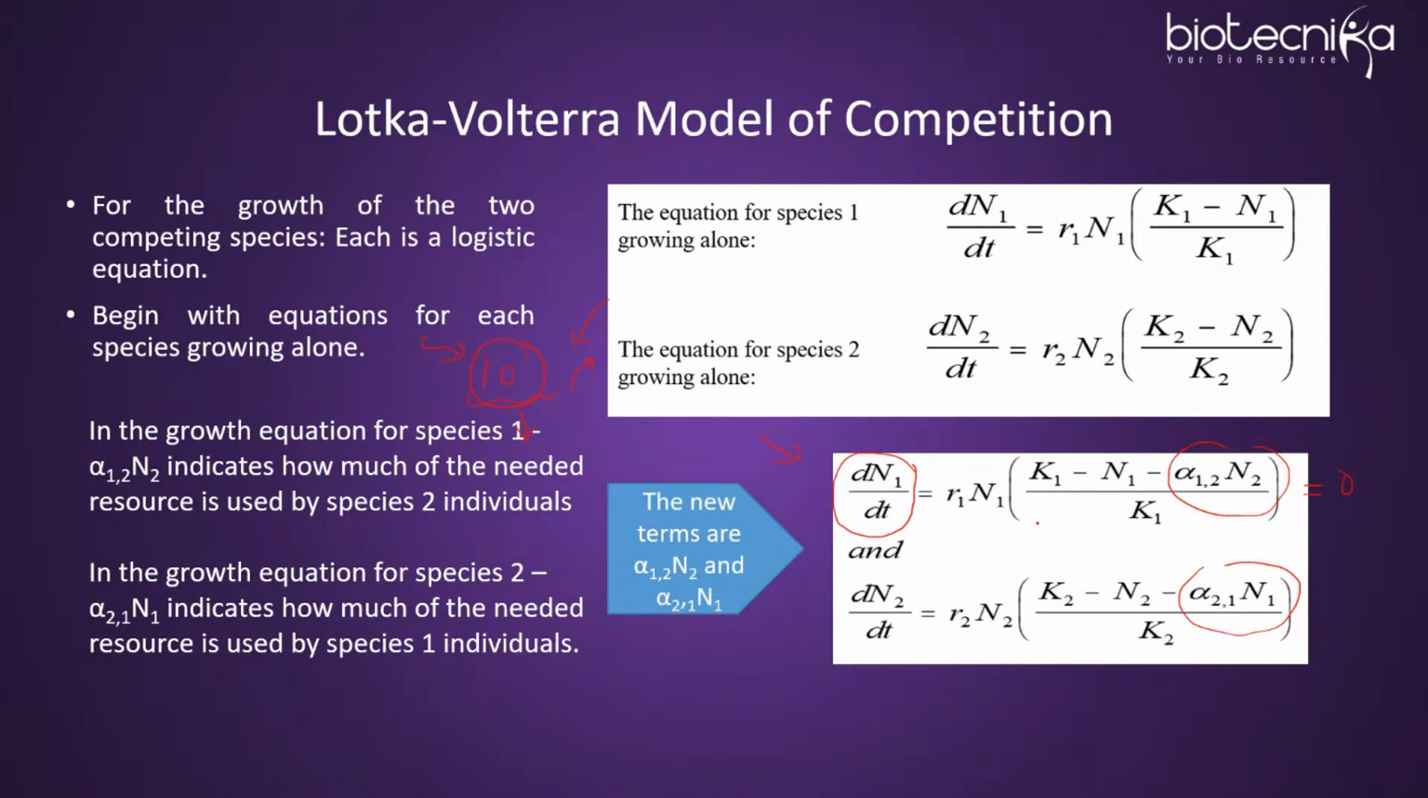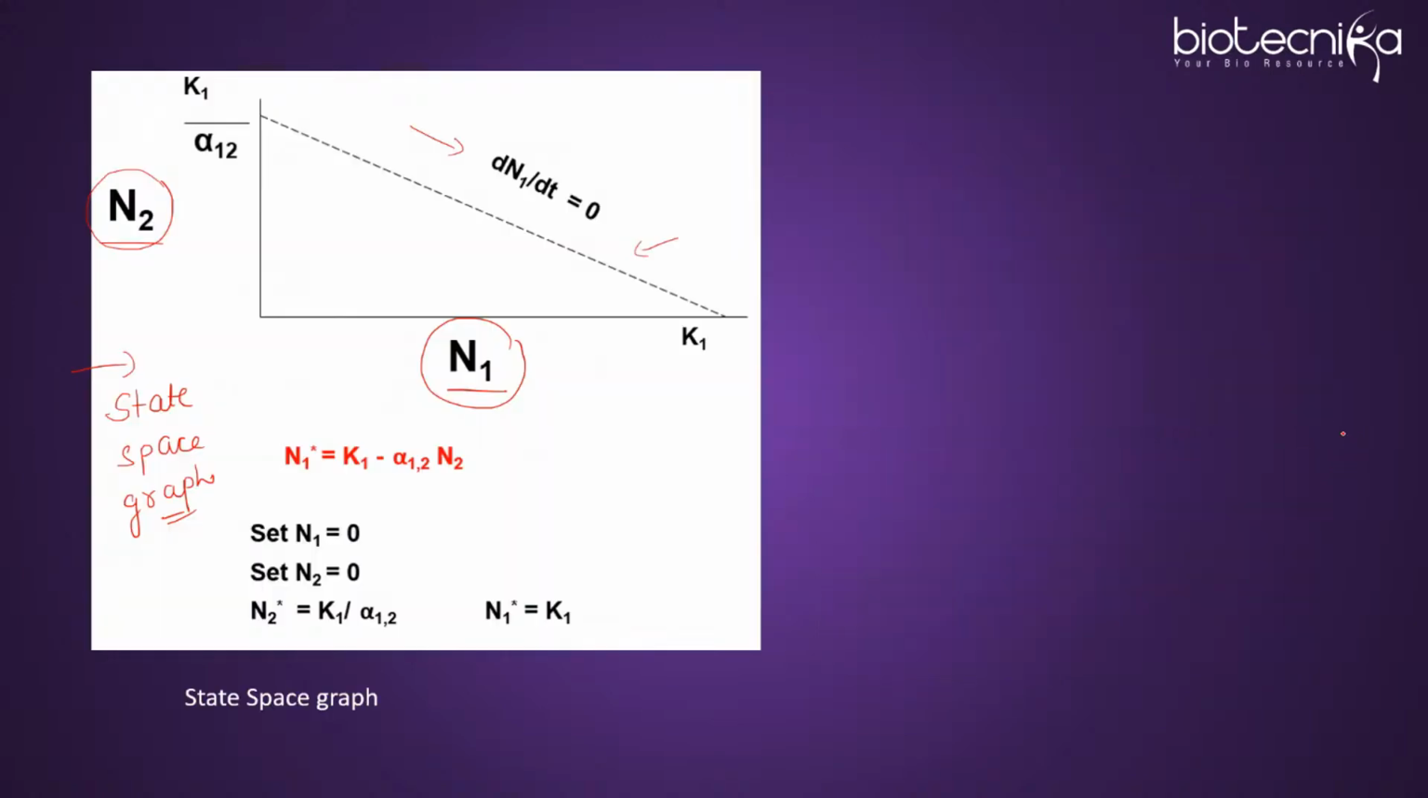So we can set this equation equal to 0, and therein you can get this equation ahead. Try doing it later. You will get this equation, and then you may put N1 as 0, and therein you may get the value of N2. Similarly, you can put N2 as 0 and you may get the value of N1. And then we can plot these values in the form of a graph.